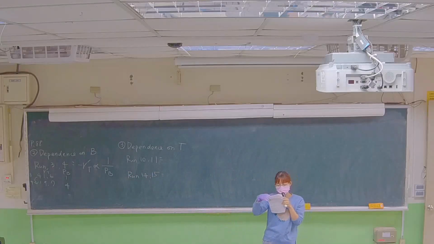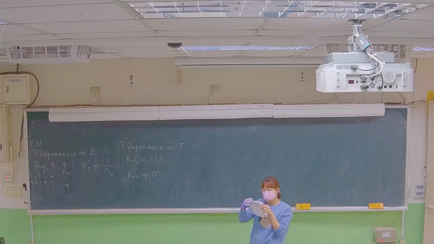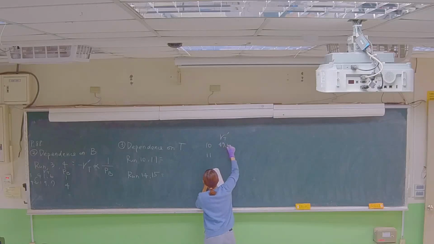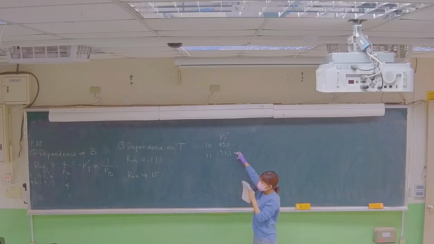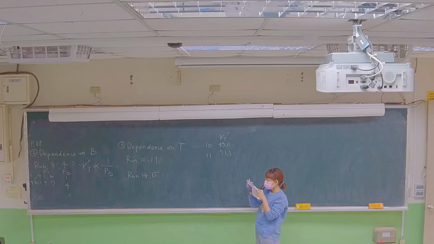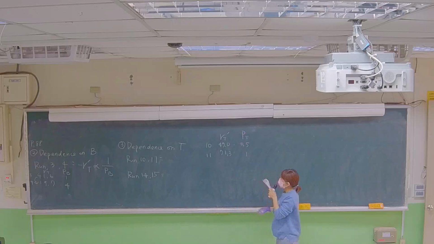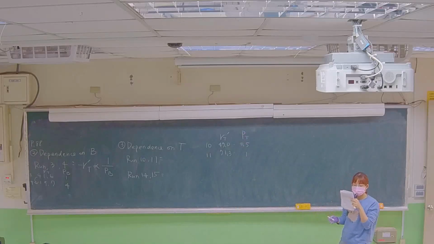How about round 10 and round 11? You got a very different RT plan, right? And PT, okay. Other pressures are the same. You have to see the table, okay.